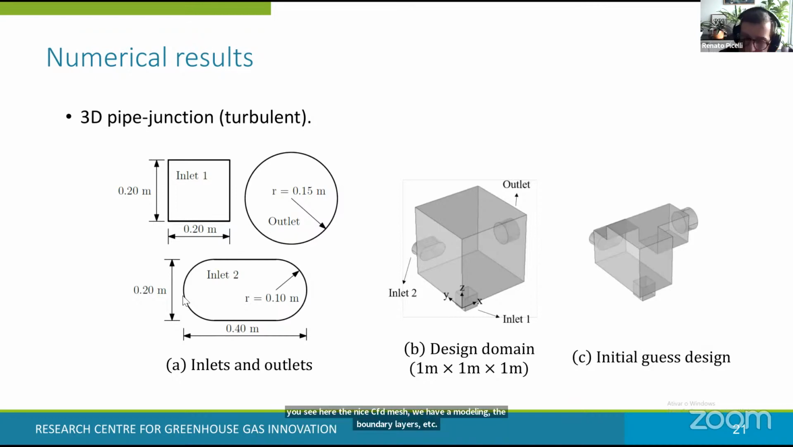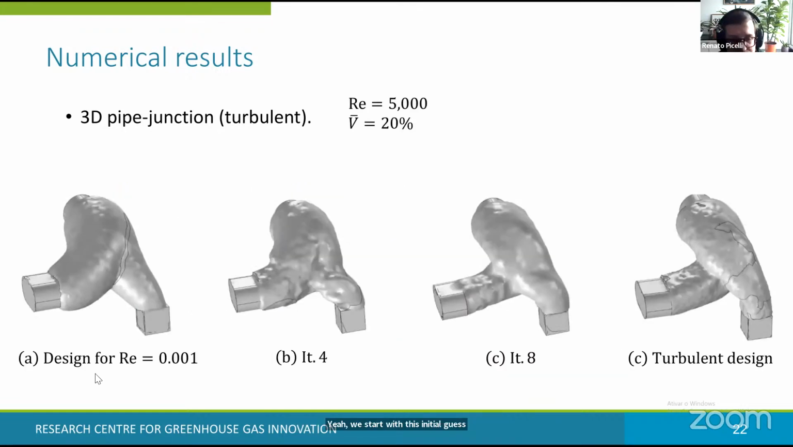To end my talk today, this is the last example. We developed a 3D pipe junction using turbulent flow. We have 2 inlets here, and we have an outlet here. We start with this initial guess design. We first solved for laminar flow, for very low Reynolds flow. We got this solution. And we turned on the turbulence, the K epsilon turbulence model, to increase the velocity to a Reynolds number of 5,000. We got this final solution here.